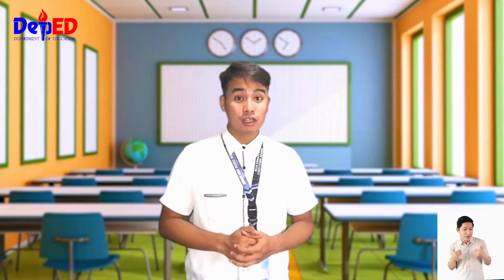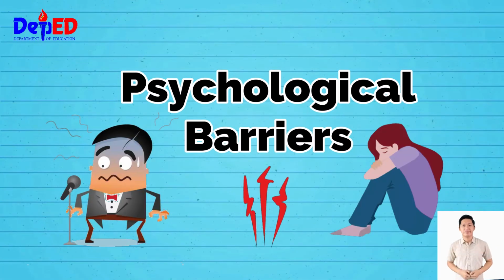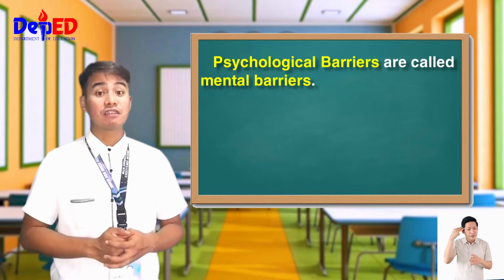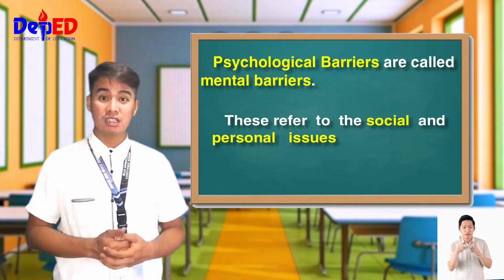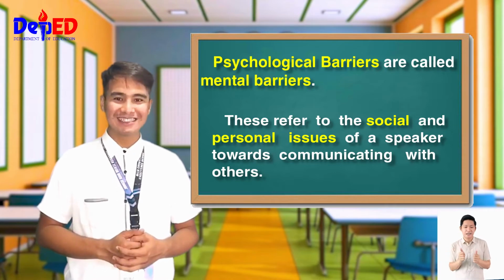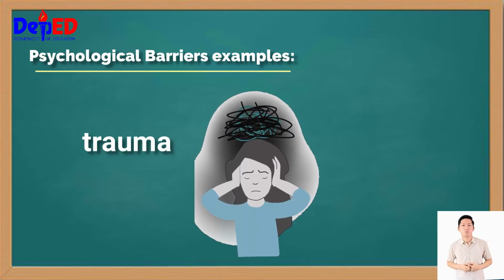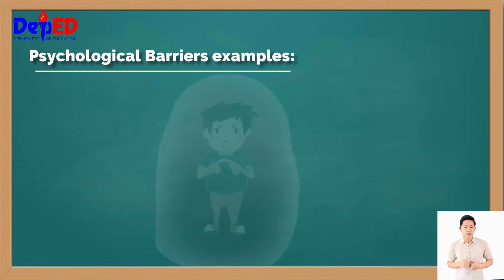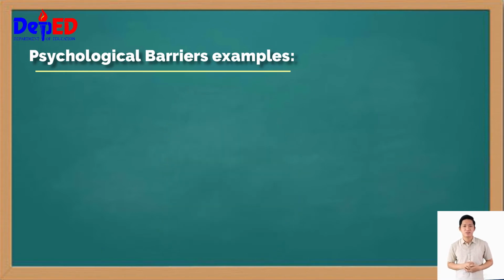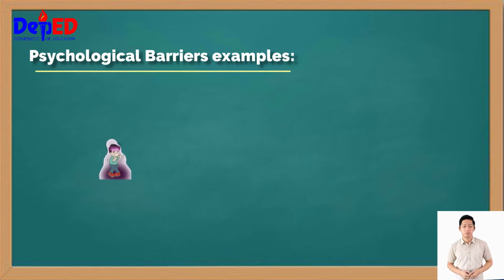And now, let us talk about psychological barriers. Psychological barriers are called mental barriers. These refer to the social and personal issues of a speaker towards communicating with others. Examples are trauma, shyness or lack of confidence, depression, fear or stage fright.